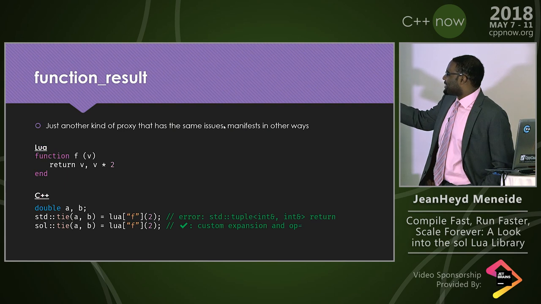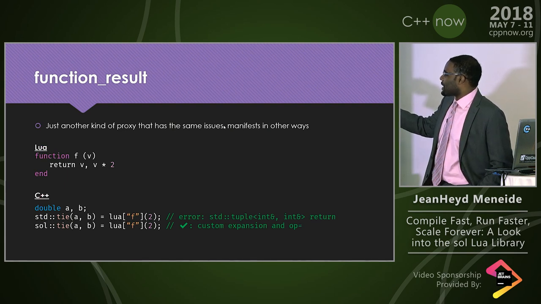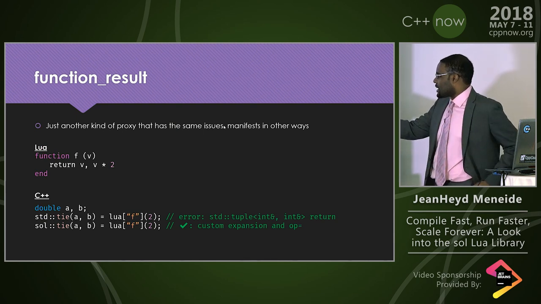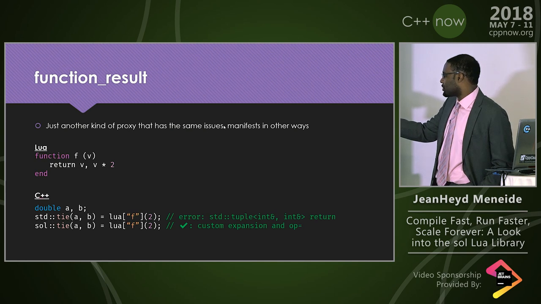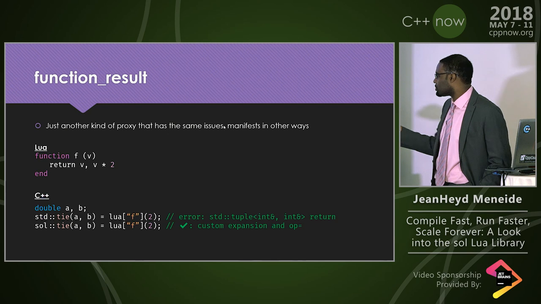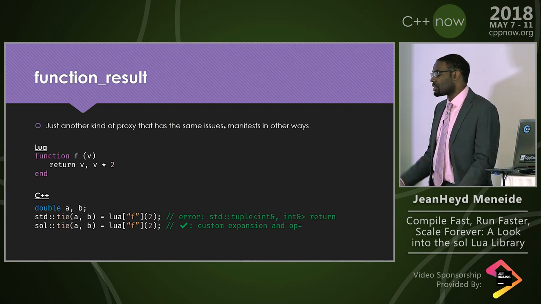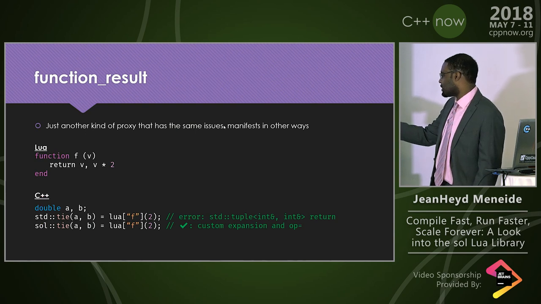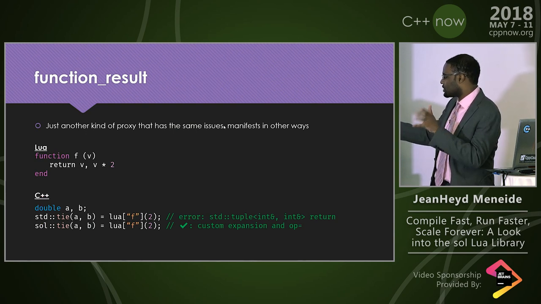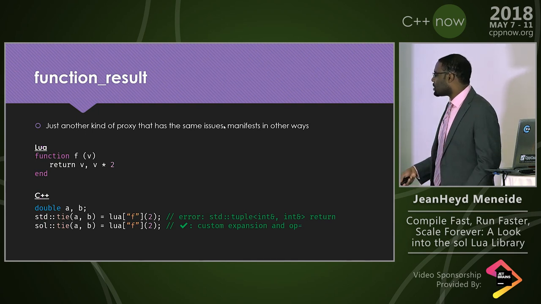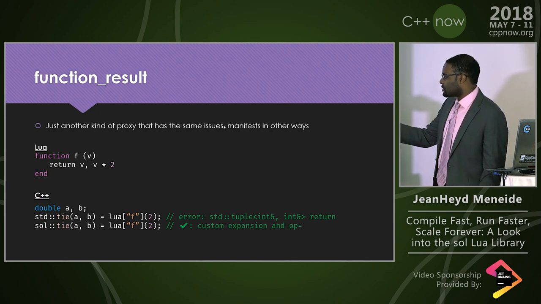So the other kind of proxy that we have is a function result, right? It's just this type. It's another kind of proxy that has the same issues, so you can't std::tie and all that stuff. So we have std::tie here. We try to call this function, and of course we have this int ref return that just explodes. So we have a sol::tie here that changes the semantics a little bit, but does the right thing, and so it has custom expansion as a customized operator equal. So it assigns properly, and all the A and B get updated properly. So that's my answer to std::tie right now.